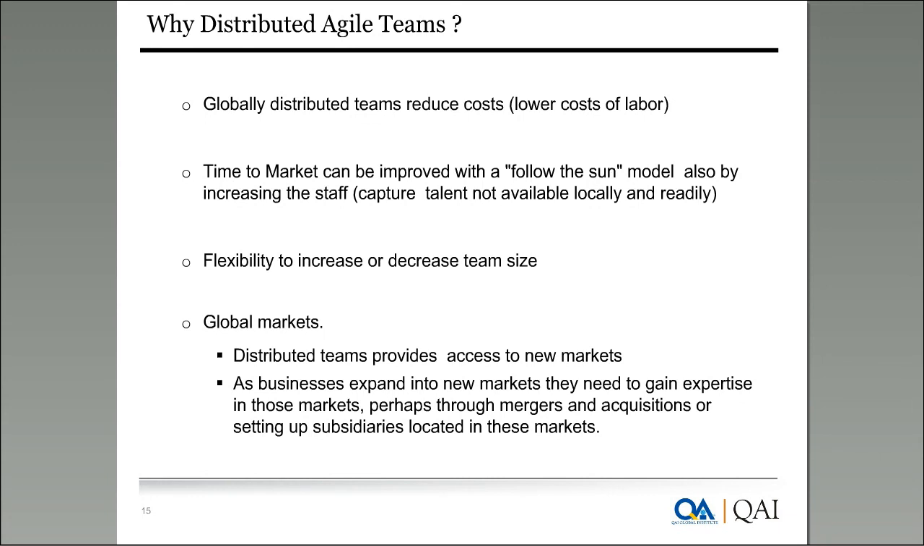Why do we need to get into distributed agile teams? The reality is that all IT companies, all software development, happens through distributed teams. One reason could be lower cost of labor. The other reason is to get to market faster by following the Sun model, so that we can increase the people working on the project by capturing talent available in other parts of the world. Instead of an 8-hour working day, we can have 12 to 16 hours a working day, so the output from the team can be faster, and that helps in a time to market model.